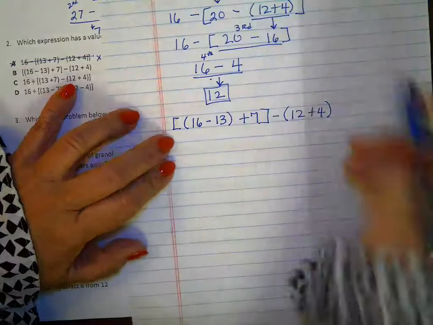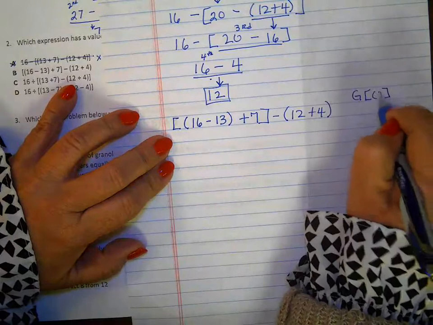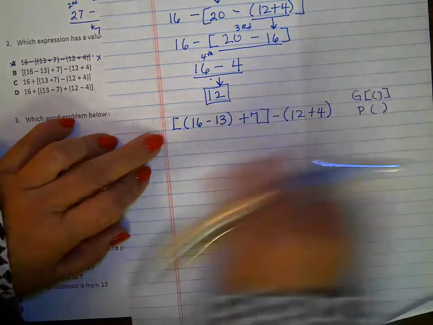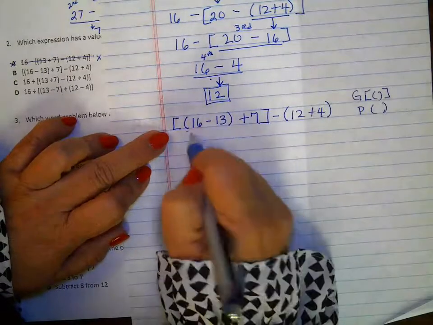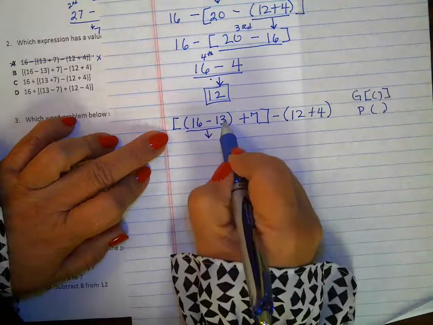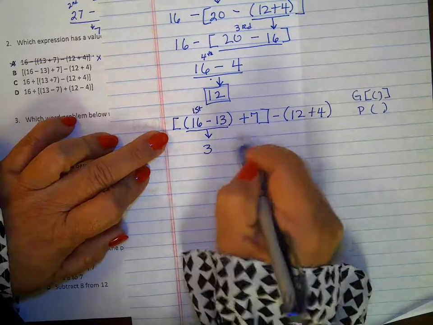I'm going to start with my PEMDAS, so I'm looking at my groupings, or just parentheses. Well, I have my brackets. Inside my brackets, I have parentheses, so I'm going to start with this one first. 16 minus 13 equals 3. That was my first step.